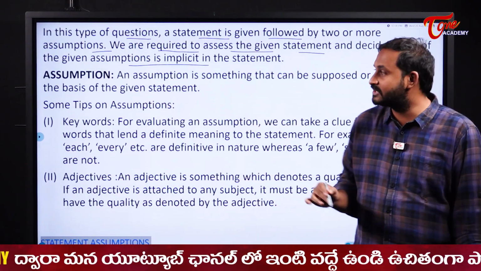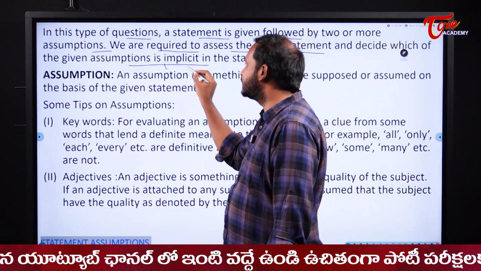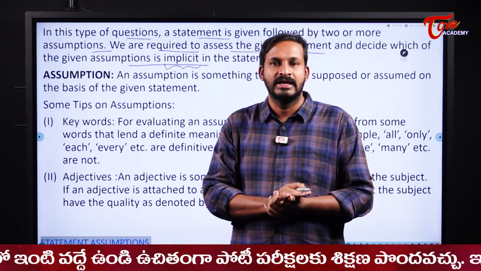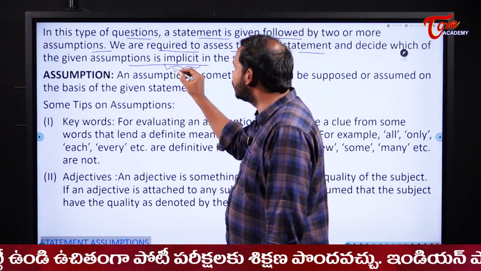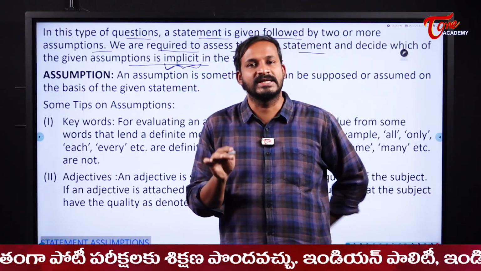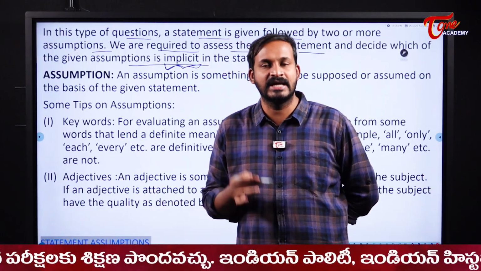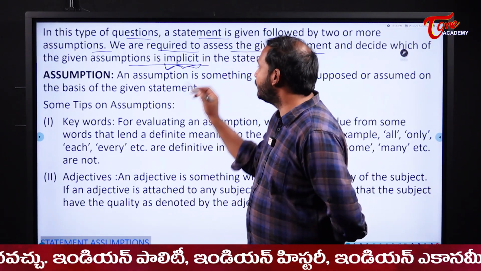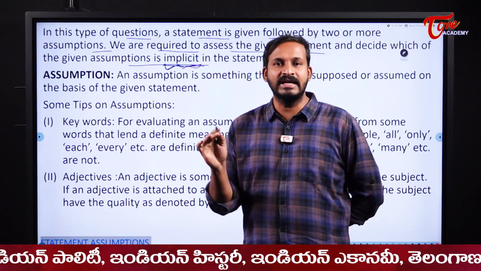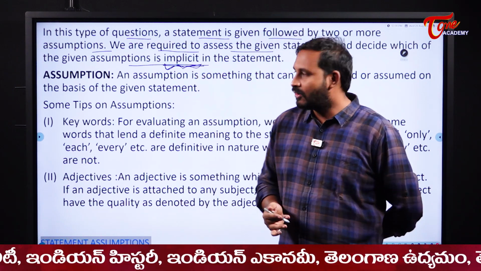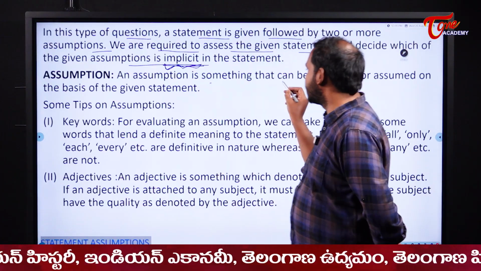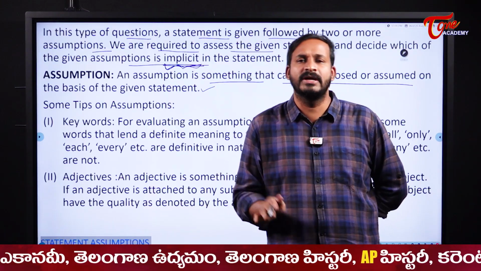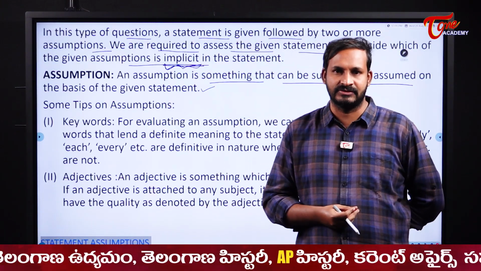See here, students, we cannot say that exactly it will happen, or it is given in the statement. It will be implicit. That means it should make some sense regarding that statement. The assumption should have some relation with the statement, then only it will be possible. That is the reason we are saying implicit. Now assumption: an assumption is something that can be supposed or assumed on the basis of the given statement. It may or may not be, but we will make an assumption here, students.